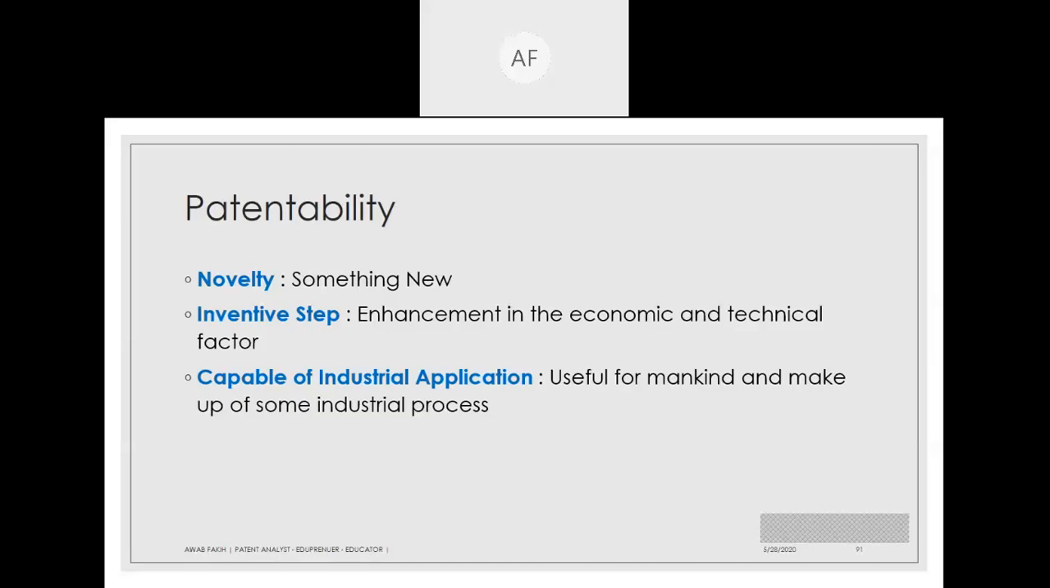So your application should be new. Suppose I say that I have invented some new transparent watch, and now it is a computer. You can operate it as a computer also, but the watch concept is already known in the market, right? But the way I have applied the concept, the digital thing in the watch, the application is new. The complete product is not new. Only the application is new.